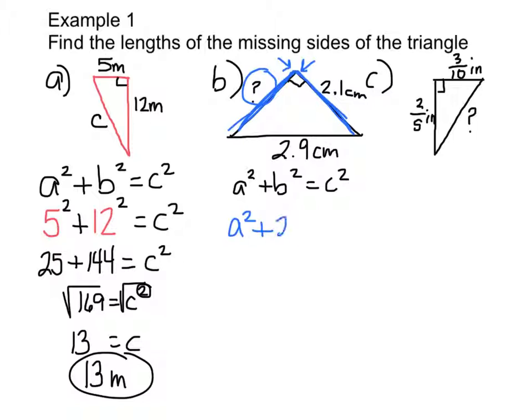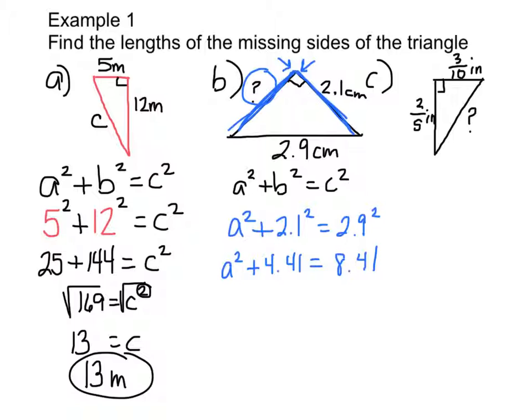So then B is going to be our other leg, which is 2 and 1/10 squared, equals C, the longest side, which is 2.9 squared. So that gives us A squared plus 2 and 1/10 squared. That gives us 4.41. 2.9 times 2.9 gives us 8.41.